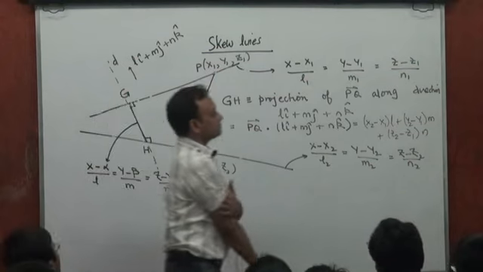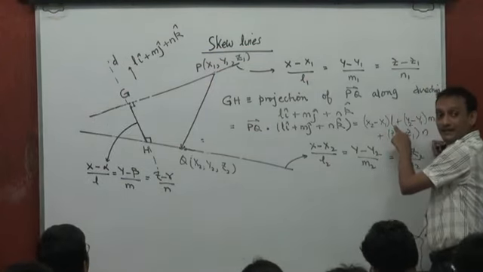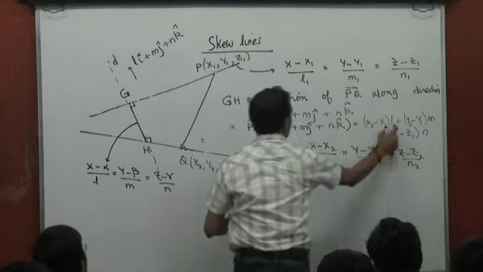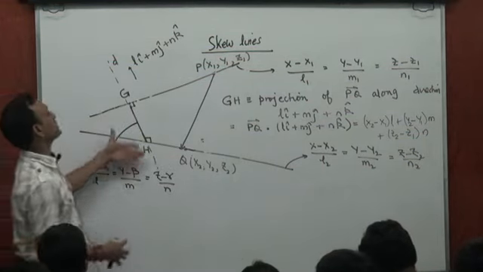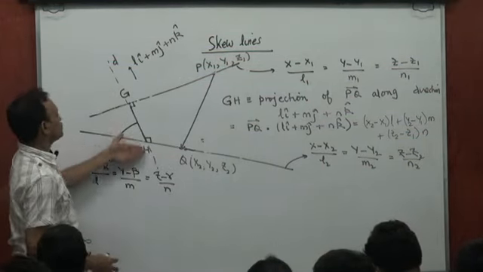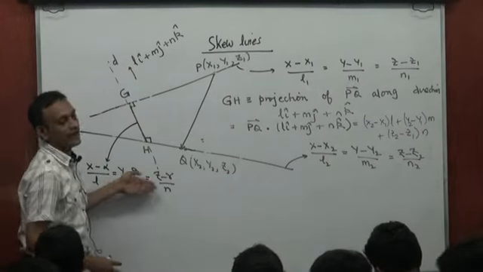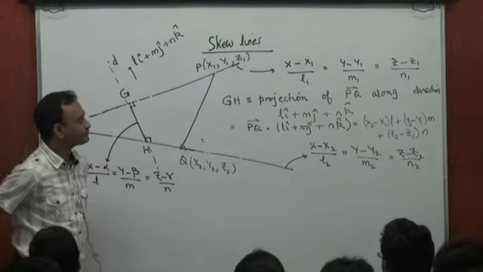Now we need to find L, M, and N. How do you find L, M, and N? See, x1, x2, y1, y2, z1, z2 are known, but L, M, and N we just pretended we knew. We just assumed that the line of shortest distance has direction cosines L, M, and N and passes through a certain point, alpha, beta, and gamma.